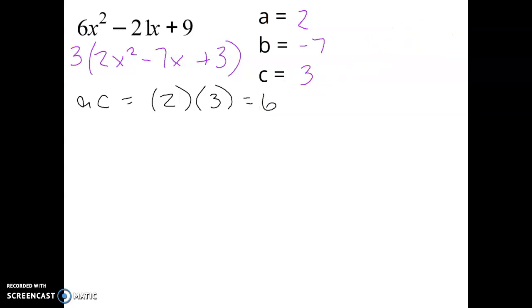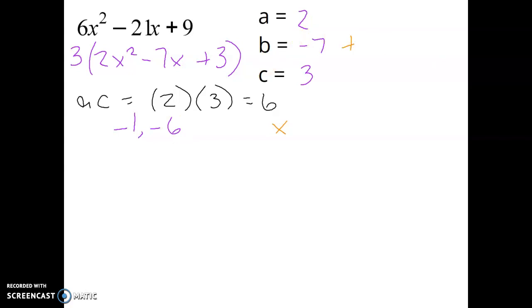So I want two numbers that multiply together to be 6 and add together to be negative 7. Okay, let's see what we can come up with. Two numbers that multiply together to be positive 6 and add together to be negative 7. Okay, so again, you're going to want to run through your times tables for 6. Find things that add together to be negative 7. You're going to get negative 1 and negative 6. Negative 1 times negative 6 is positive 6. Negative 1 plus negative 6 is negative 7.